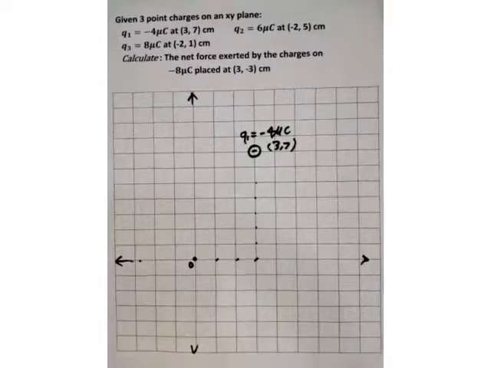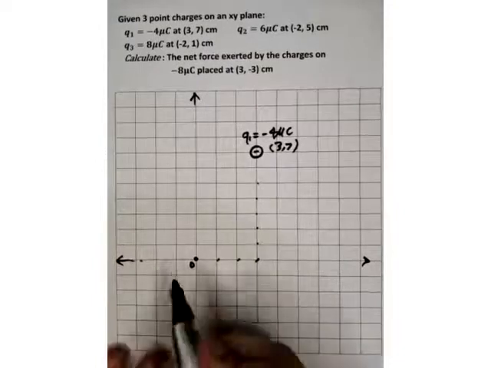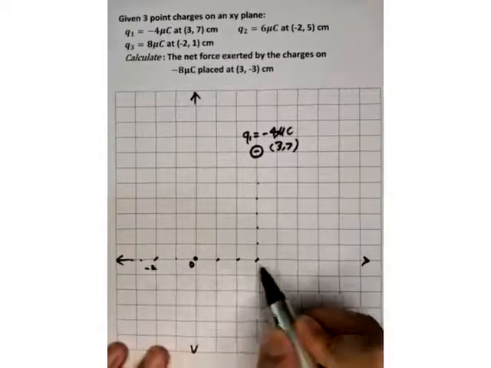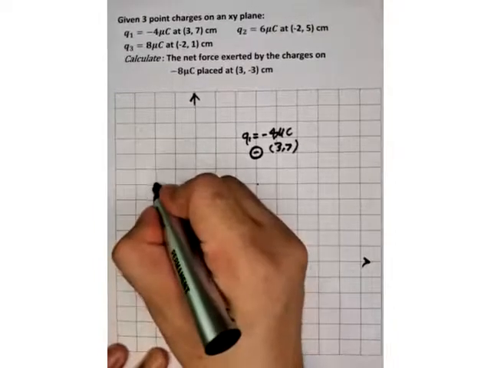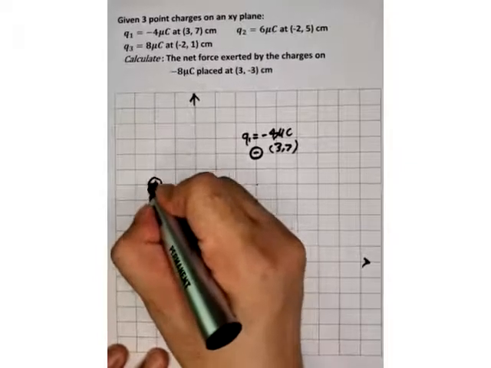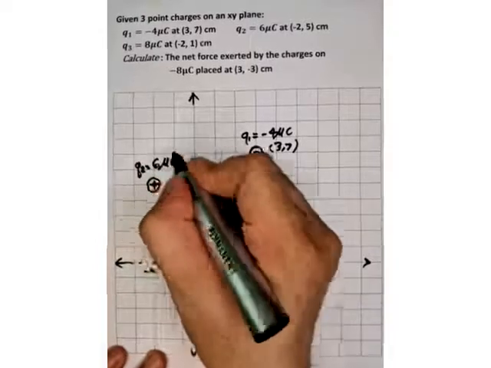Okay. Next, Q2 ay nasa negative 2, positive 5. So negative 2, so X 1, 2. So that's negative 2. This is 3. Then 1, 2, 3, 4, 5. So nandito yung positive charge natin na Q2 na 6 microcoulomb.